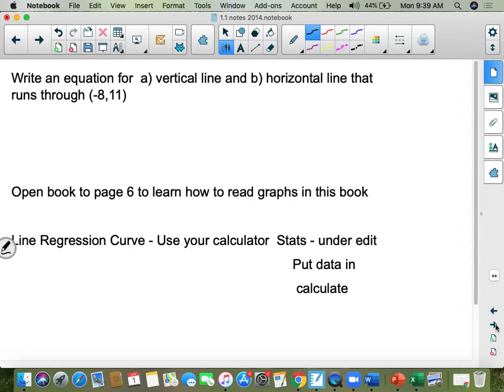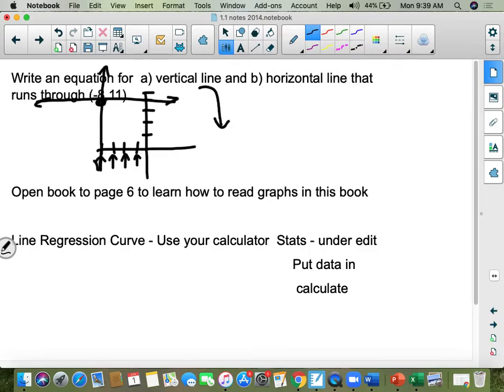Okay, the next couple, I think we're on the last page of notes already. You're supposed to write an equation for a vertical line and a horizontal line that runs through (-8, 11). So I like drawing a picture of this. I'm going to count by 2's. This is a -2, this is a -4, -6, -8, and then up 11. We'll put you about right there, that is (-8, 11). I'm supposed to draw a vertical line through (-8, 11) and a horizontal line through (-8, 11).